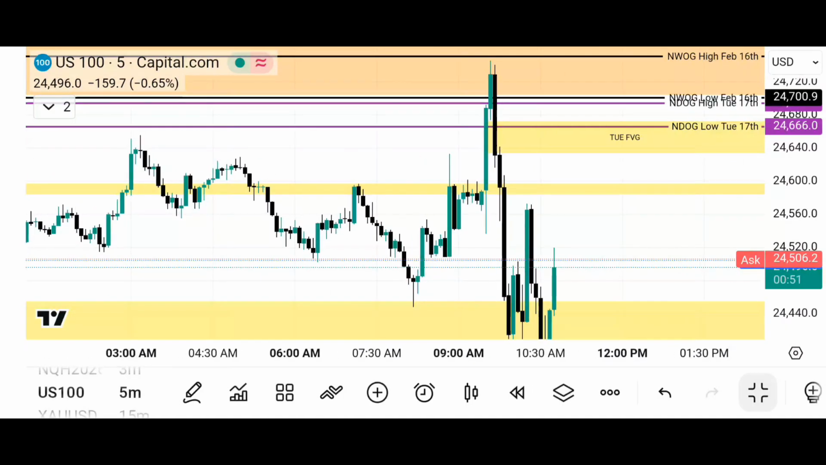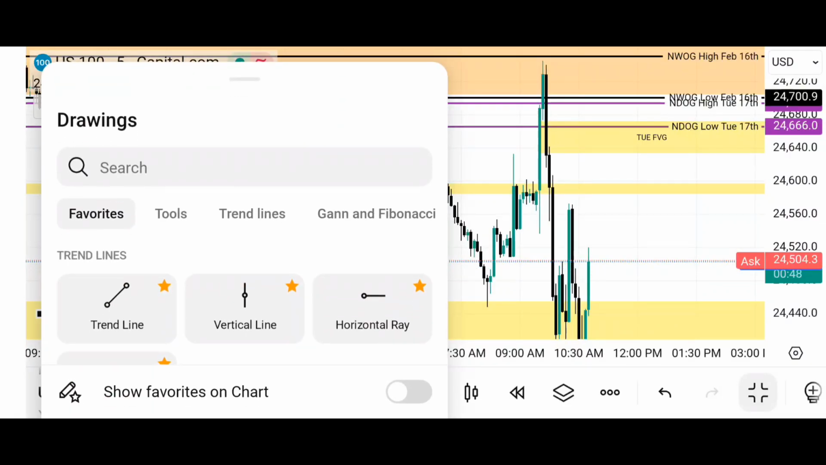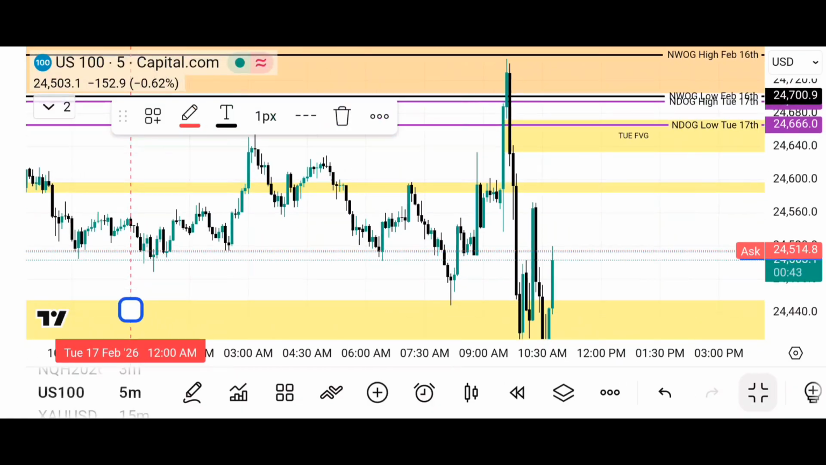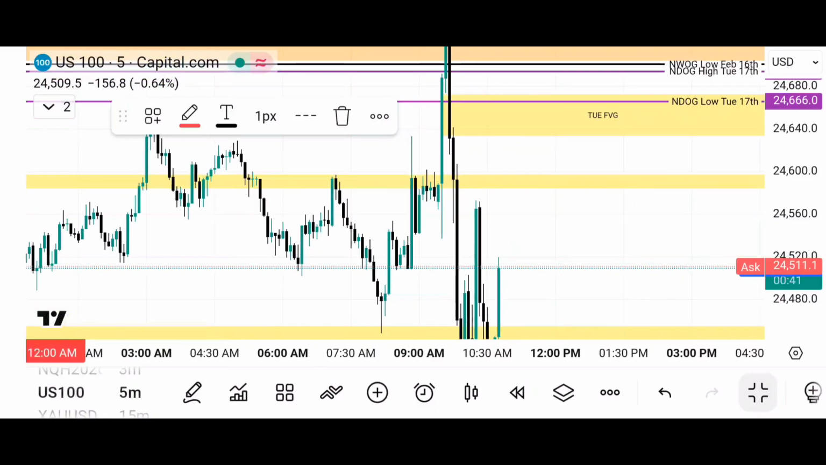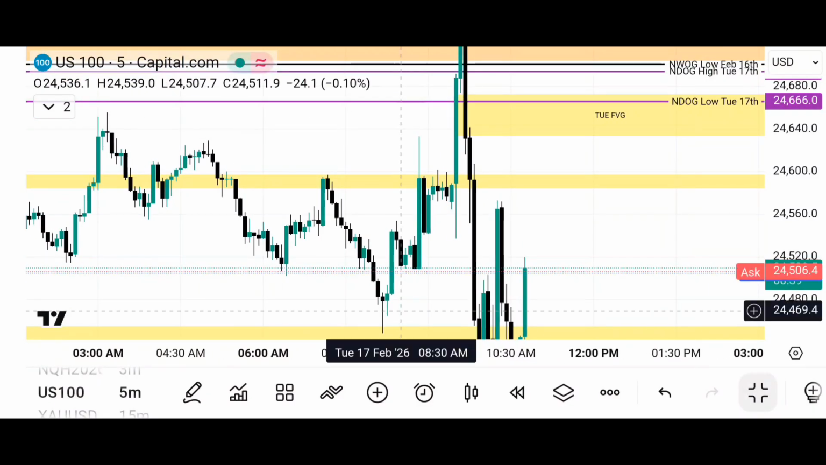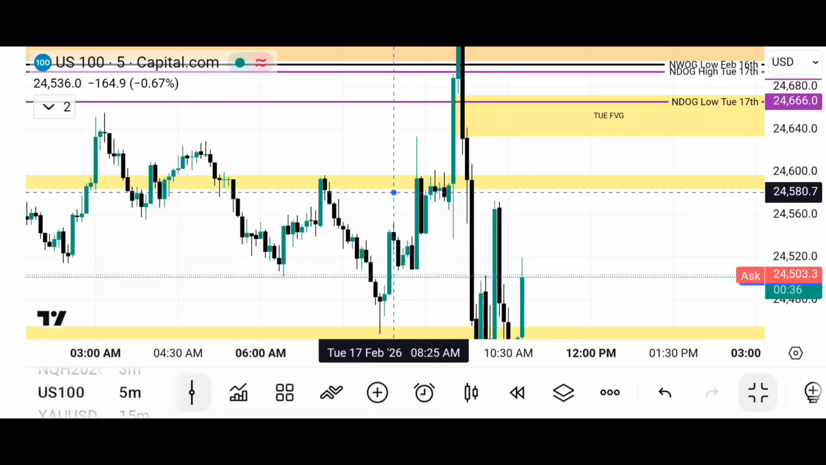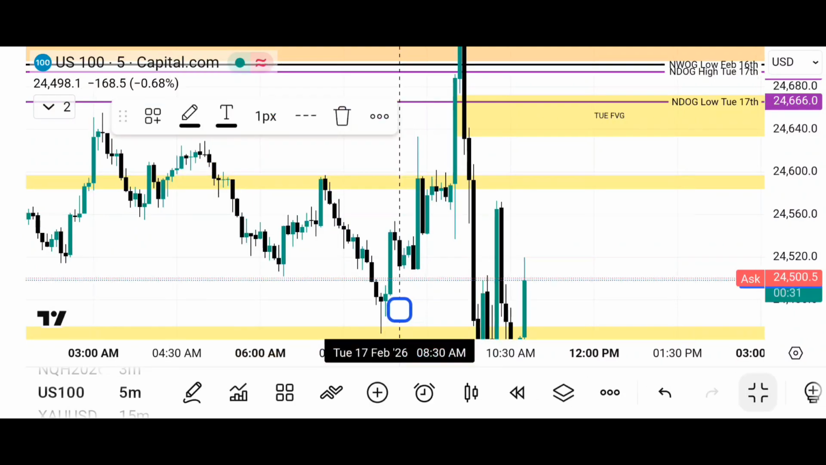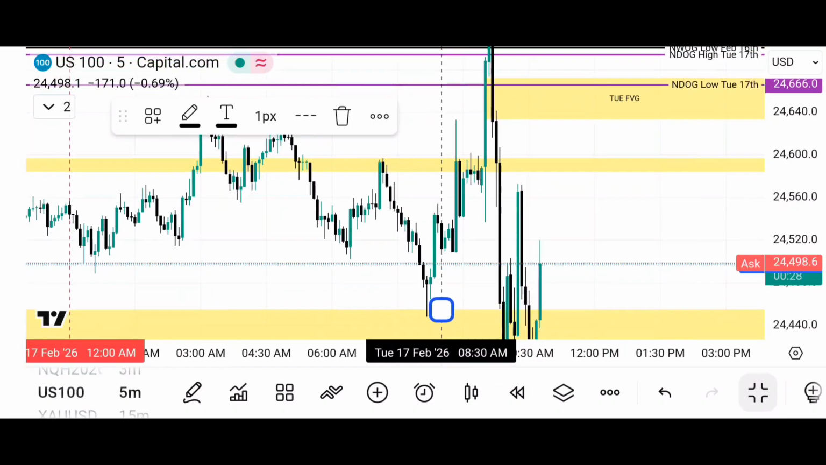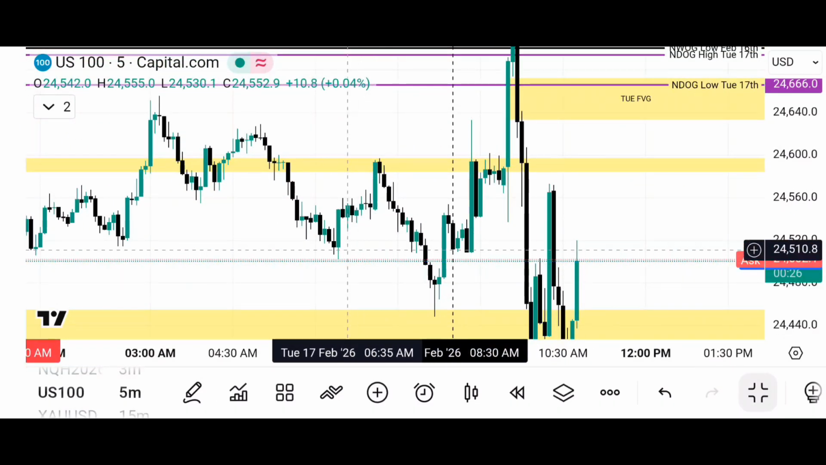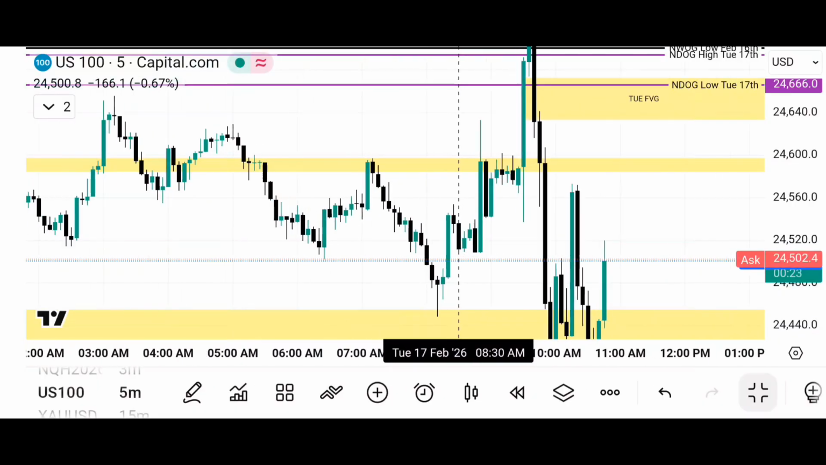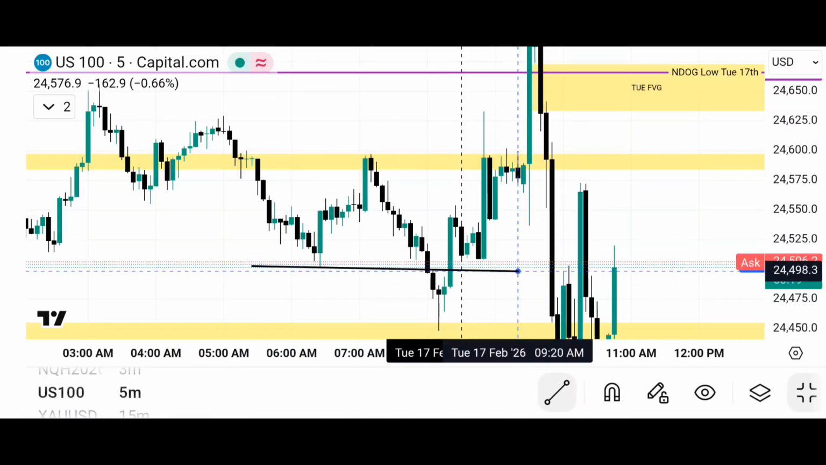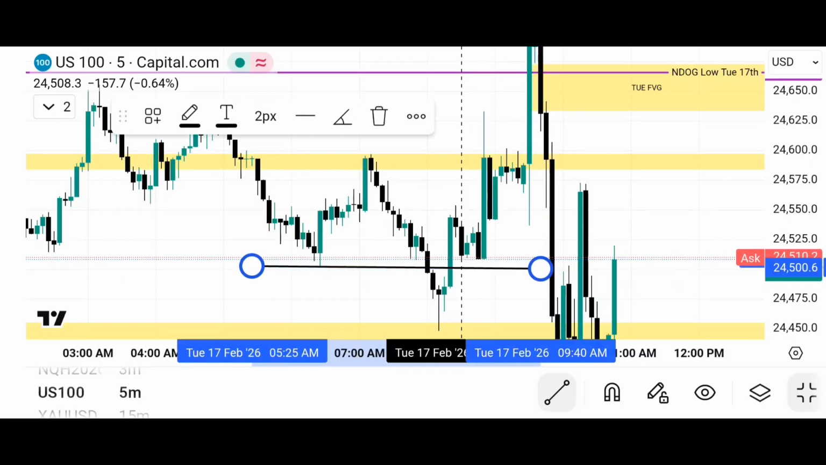Now this is the New York AM session for today, Tuesday 17th of February. This is 17. Prior to 8:30 a.m. Remember, your time zone should be set at New York. Prior to 8:30, price ran down to take out this low right here, to grab sell side liquidity, right?